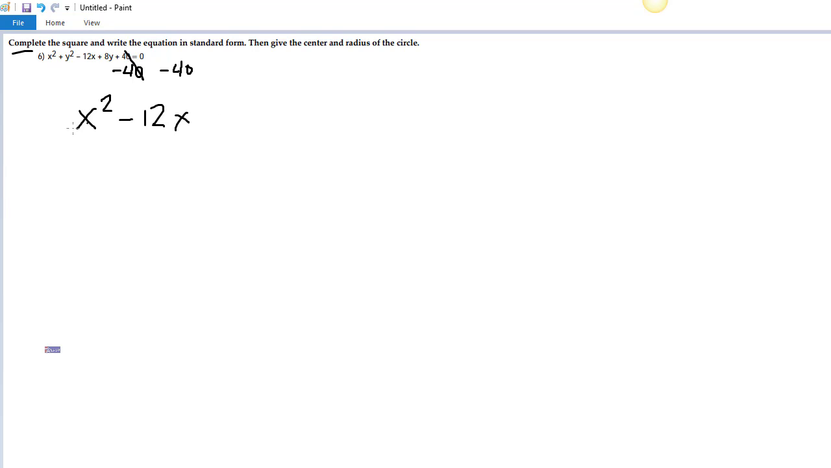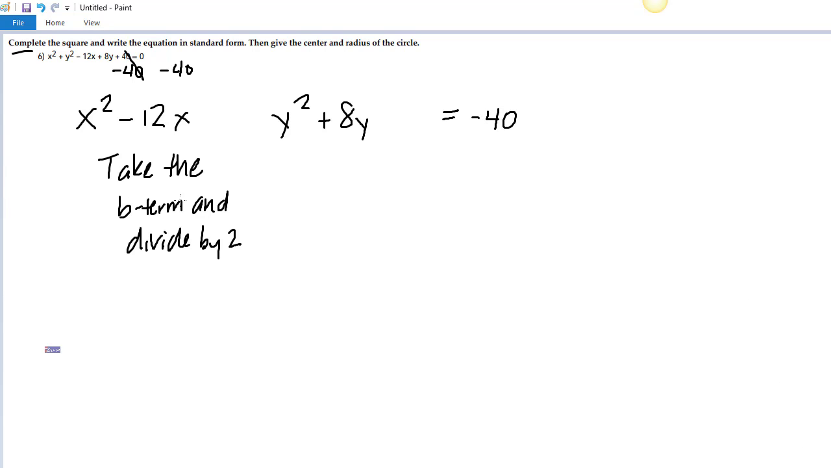So now, let me put together my x's: x squared minus 12x, and I'll leave a little bit of space because I'm going to complete the square there. Then I have y squared plus 8y, and I'll leave a little bit of space, and then I'll put equals negative 40. Okay, so now we're going to complete the square, and for that we take the b term and divide by 2, with this being the b term here.